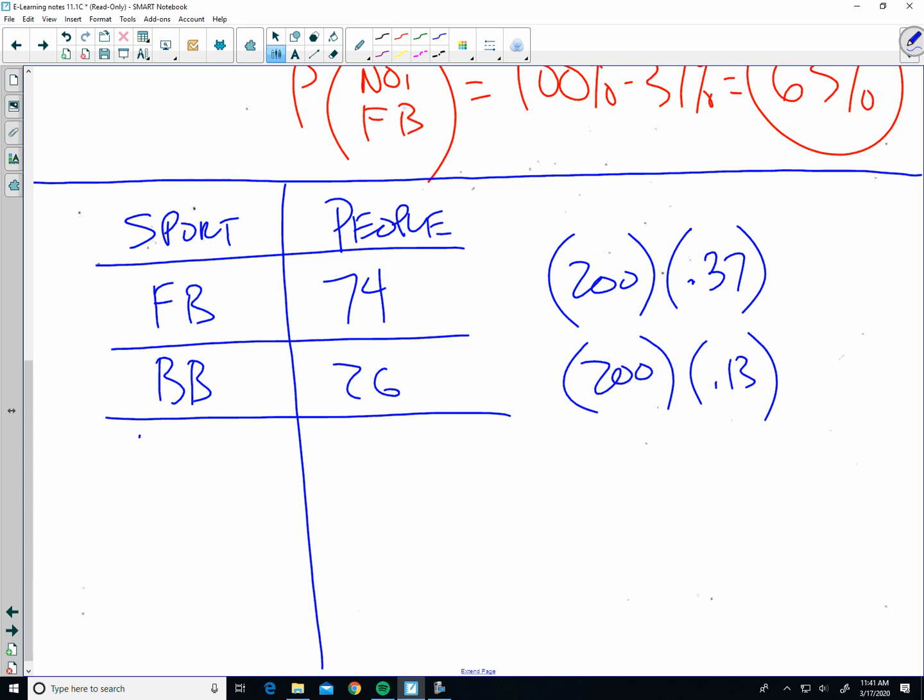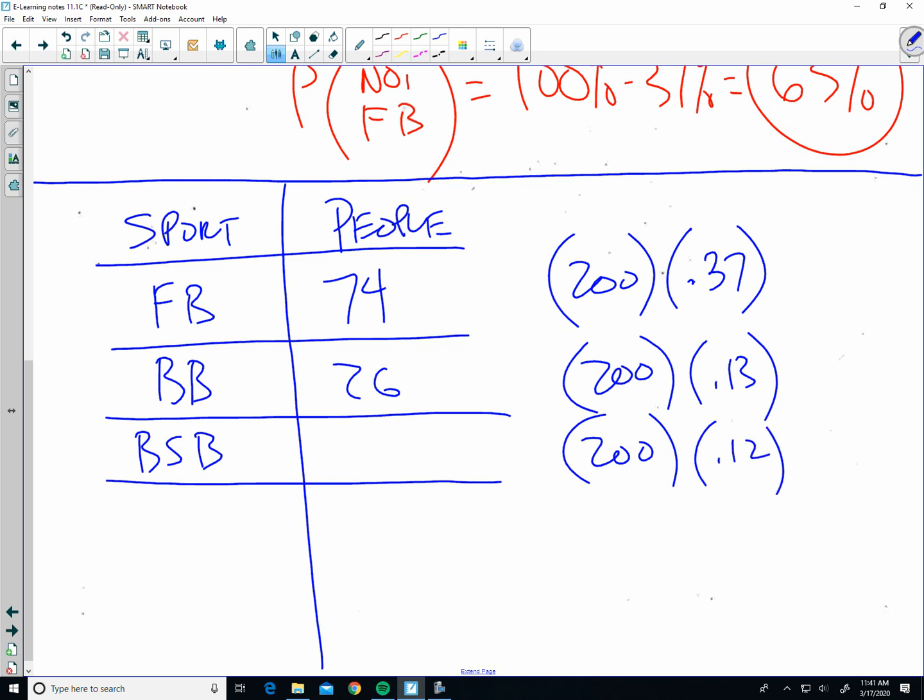And then for baseball, I'll go BSB, baseball people. Again, 200 people surveyed in our baseball category. We're at 12%. So 200 times that 0.12 is 24.